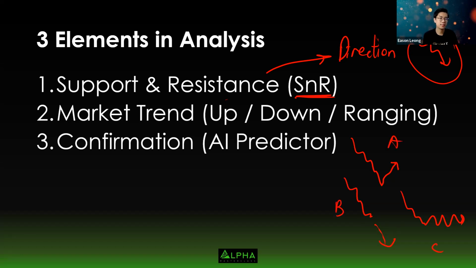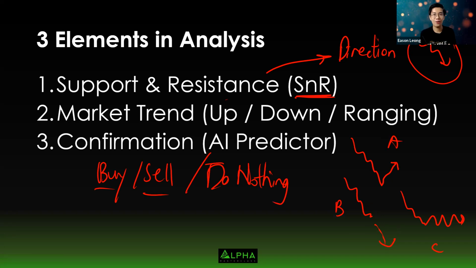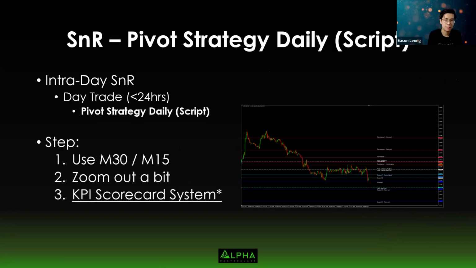Based on these 3 categories, we would like to get further confirmation to enter or not, which is to buy or to sell. Or one more thing is to do nothing. In trading, you might think that it's buy and sell only, but doing nothing is also something to do. We're going to let you know in a moment, but this is the big picture first. And this is the first thing, support and resistance.